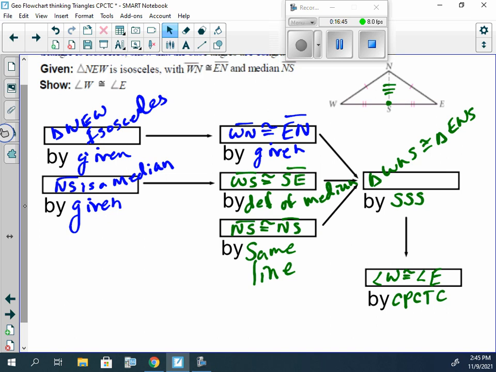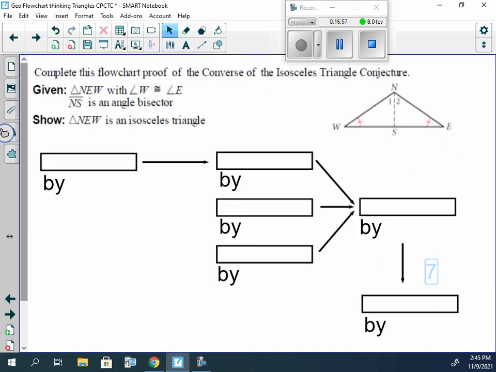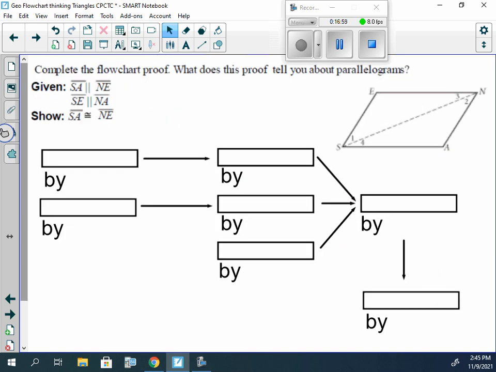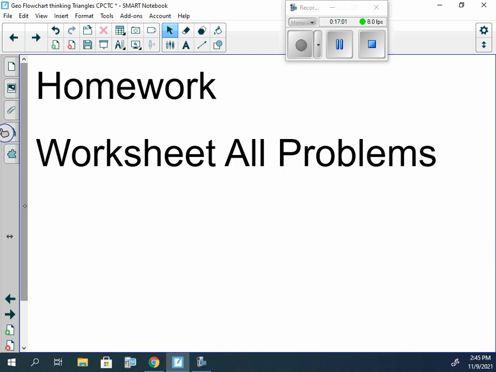Any questions on any of this here? Y'all need to see another example of one of these? Okay. So this one here is just doing the opposite. And we won't worry about that one there. And your homework is a worksheet.